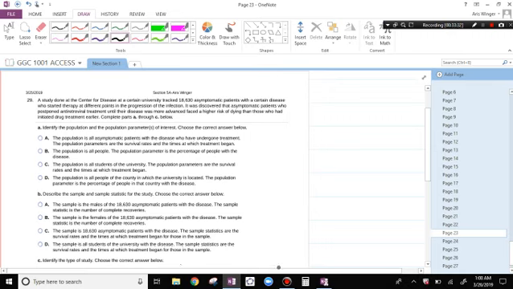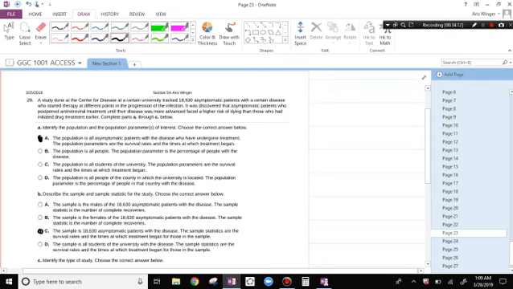Identify the population and the population parameters of interest. The population is all asymptomatic patients with the disease who've undergone treatment. The population parameters are the survival rates and the times in which the treatment began. B. Describe the sample and sample statistic for the study. It's 18,630 asymptomatic patients with the disease. The sample statistic is the survival rates and the times.